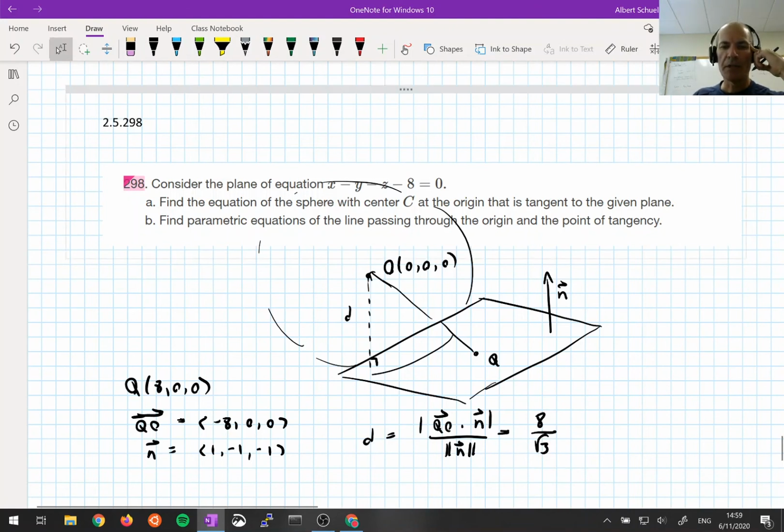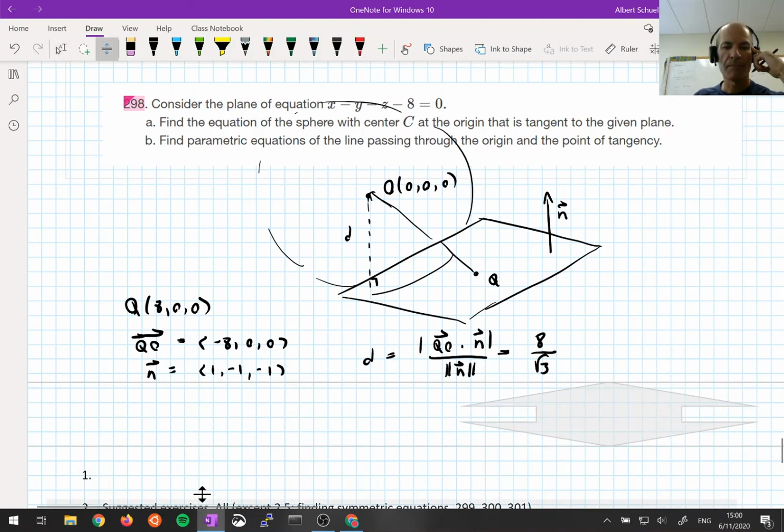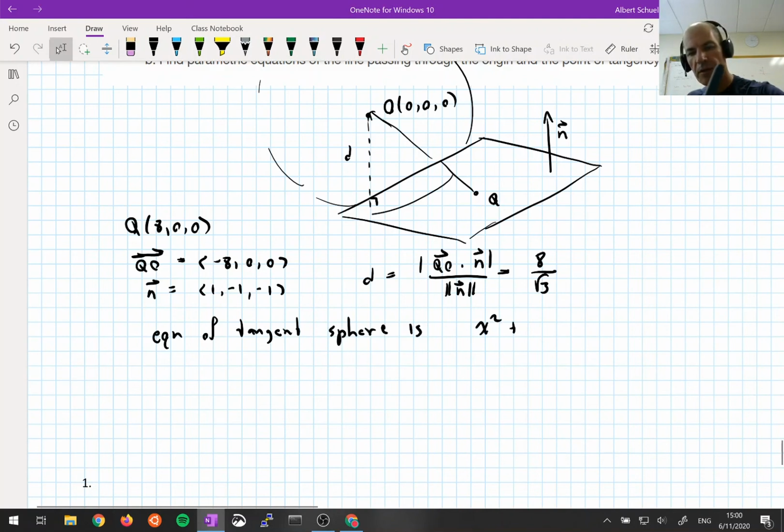Now don't forget what we're doing here. Find the equation of the sphere with center at the origin that is tangent to the given plane. So we want the sphere whose center is the origin and whose radius is 8 over root 3. So the equation of the sphere is x squared plus y squared plus z squared equals the radius squared, 64/3.